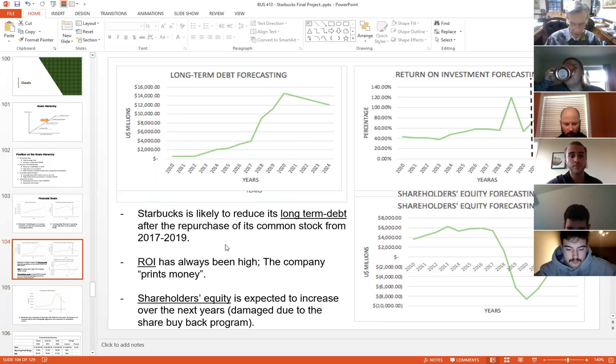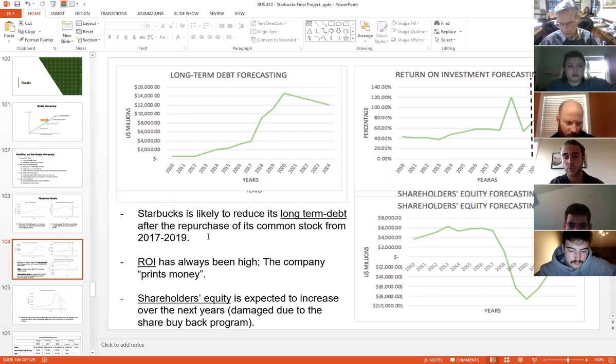So for long-term debt, Starbucks is likely to reduce its long-term debt after the repurchase of its common stock in 2018. Return on investment has always been high, as Dr. Roni said in one of our meetings, the company is creating money. And lastly, for shareholders' equity, it is expected to increase over the next year, remembering that it was damaged due to the share buyback program.